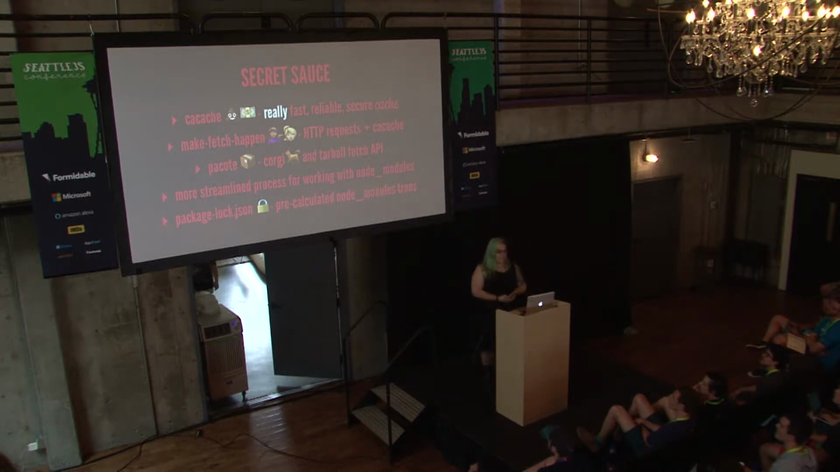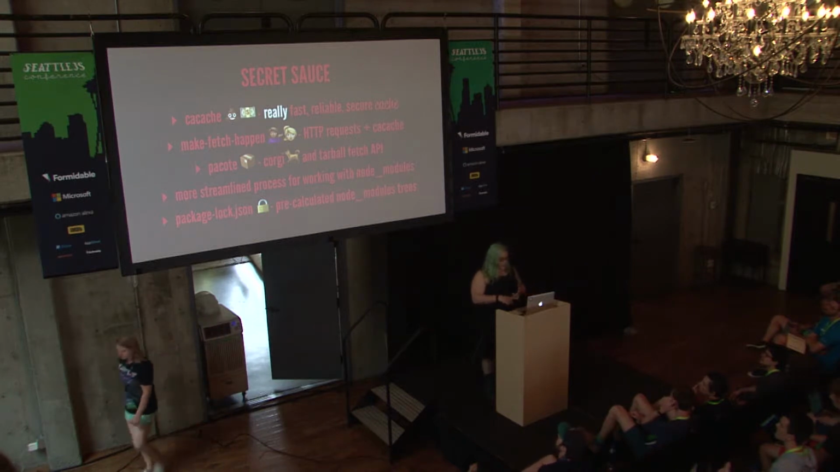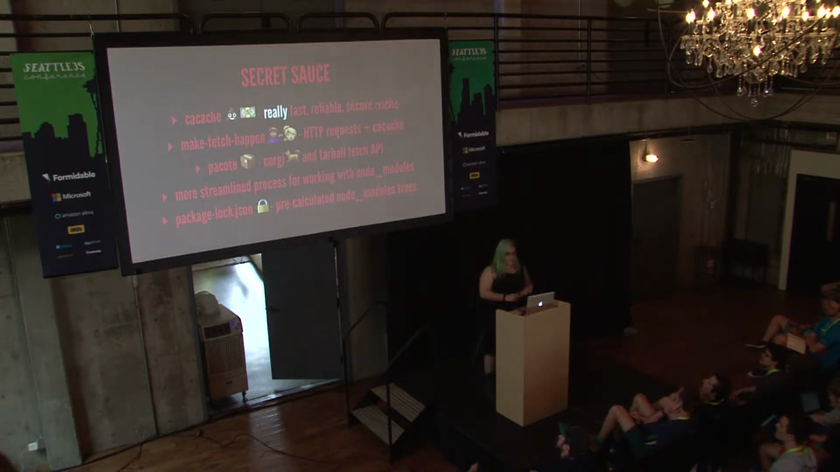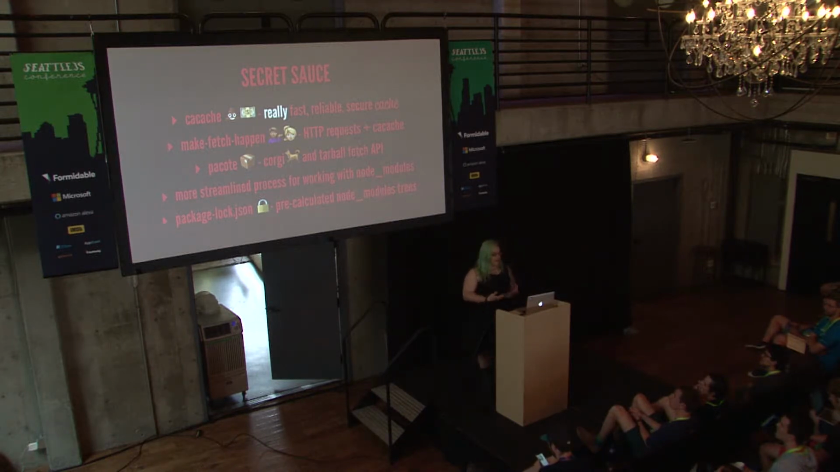The secret sauce that got NPM 5 to where it is is a mixture of 3 new open source projects, a continued reevaluation of our architecture, and a fancy rebranding of the feature formerly but still kind of currently known as shrink wrap. Cacache, Make Fetch Happen, and Pacote, that's how you pronounce that word, are 3 standalone external libraries that together amounted to a complete rewrite of NPM's entire caching and downloading subsystem.